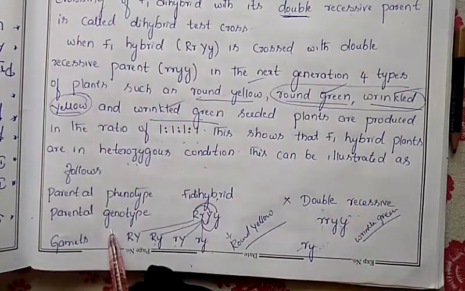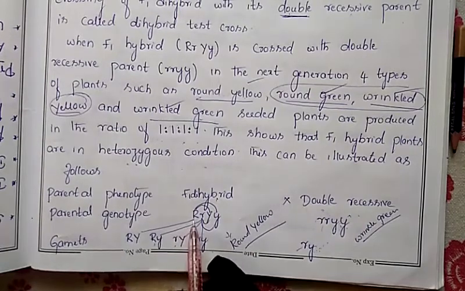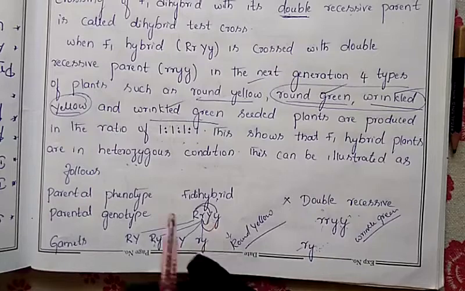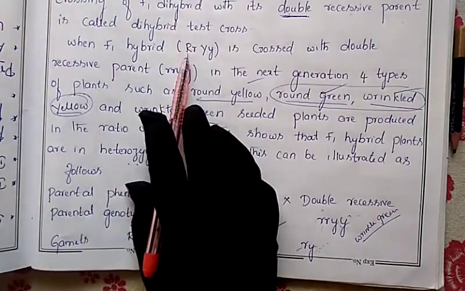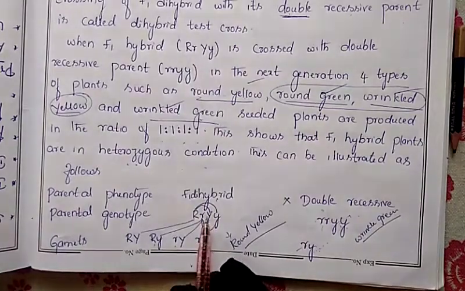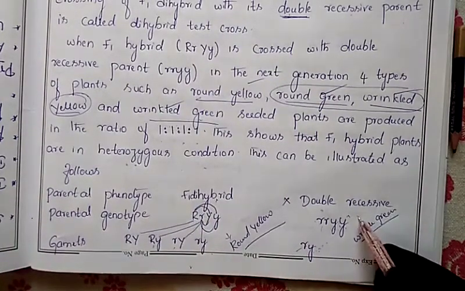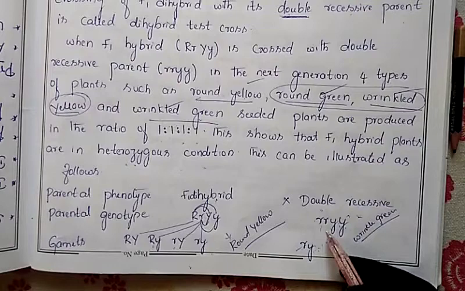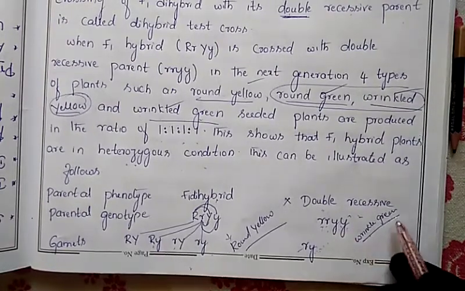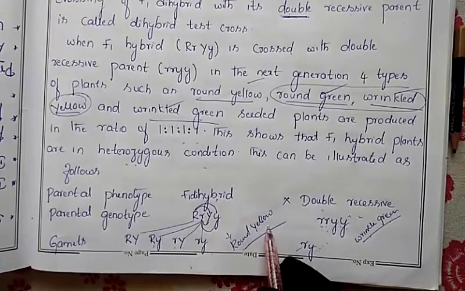So let us write the genotype of this one. The genotype is capital R, capital Y, small y, because the F1 hybrid got capital R, capital Y, small y. So this is the genotype of the F1 dihybrid. Next, the double recessive parent. The recessive parent genotype is small r, small y, small y. So that's why wrinkled green will come, and this one comes round yellow.